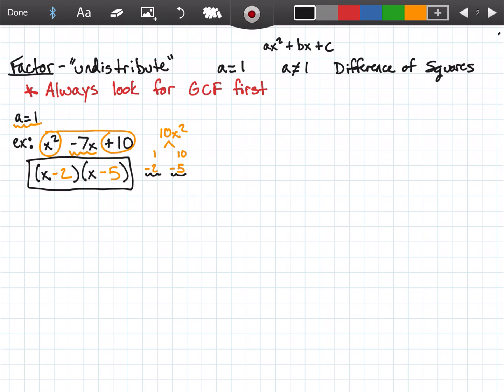If you're ever unsure about, oh, did I factor that correctly? Hey, remember how factoring was just undistributing, which means if you redistribute it, you would get the same thing. Oh, look at that. That's smart. Okay. Next example.